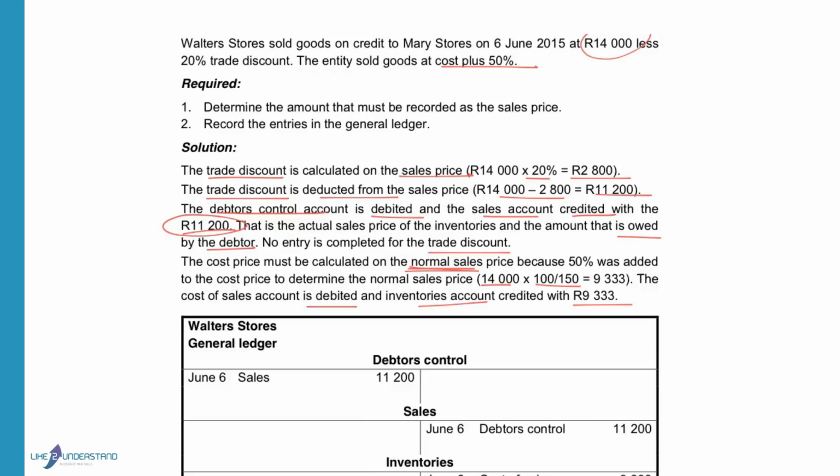So the debtors control account is increased on the debit side. The sales account is increased on the credit side with the sales price after the trade discount was taken into account. The cost of sales account is debited to increase the expense. Inventory is credited to reduce the asset.